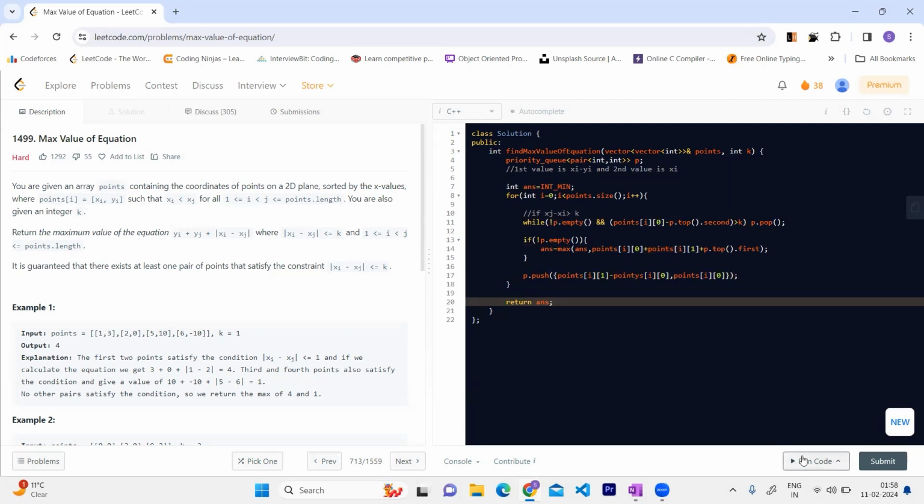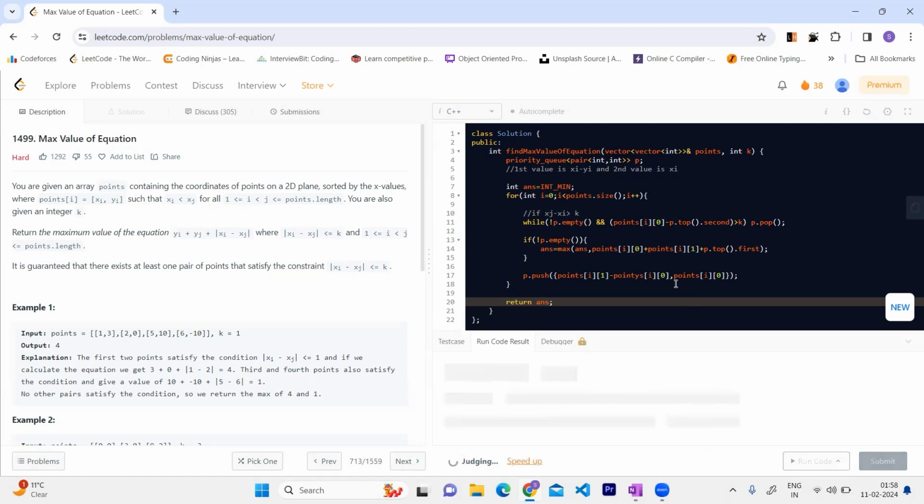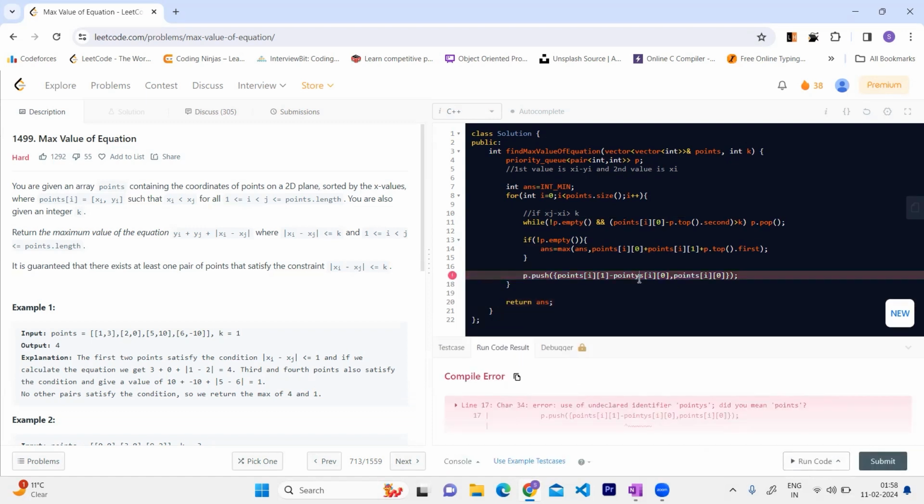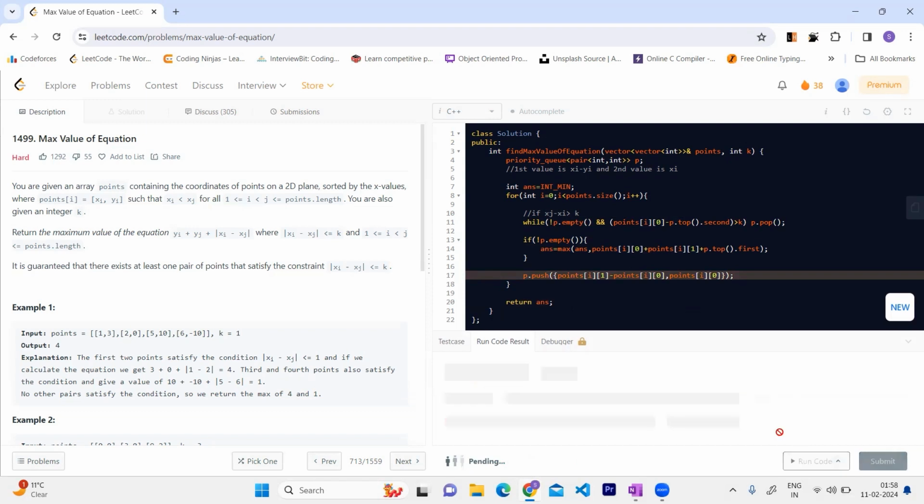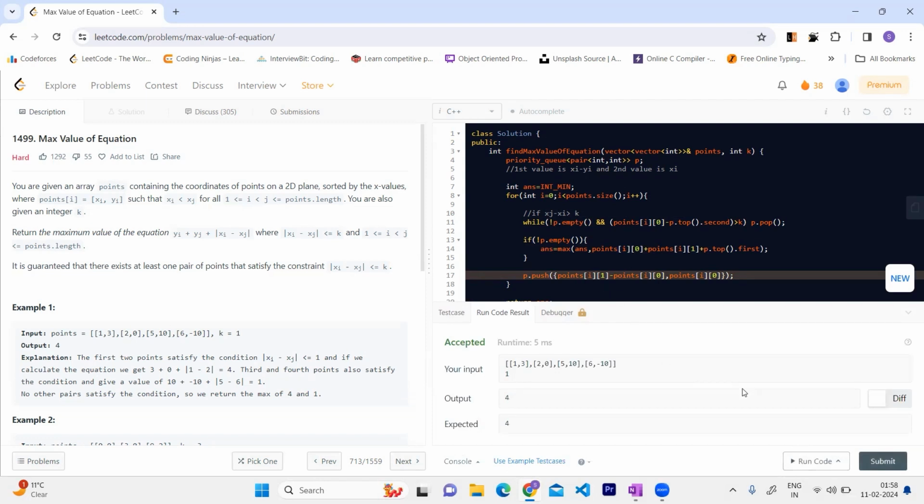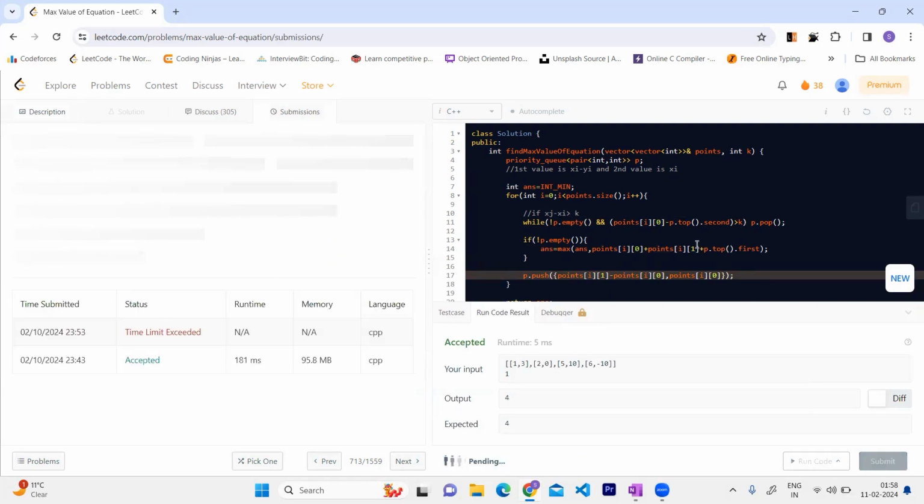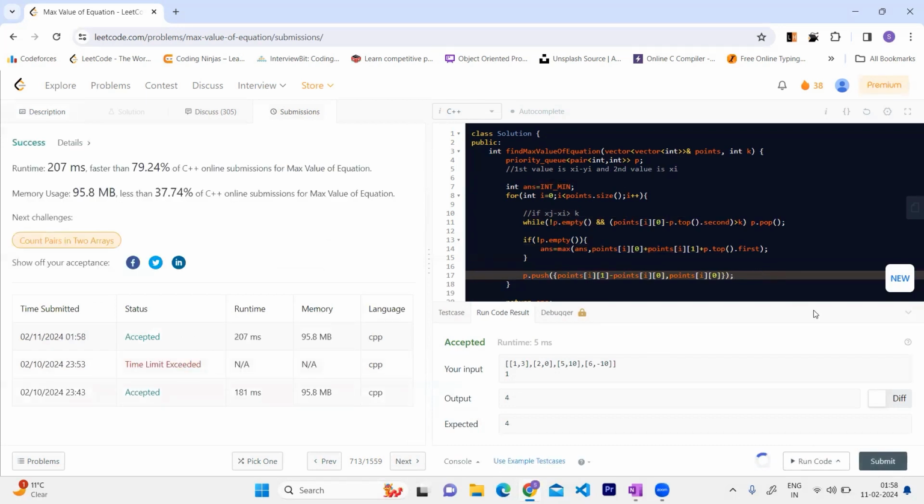So now let's try to run this code. There is a typo over there. Yeah. Yeah, this is fine, now let's submit this. Yeah, our code is submitted.